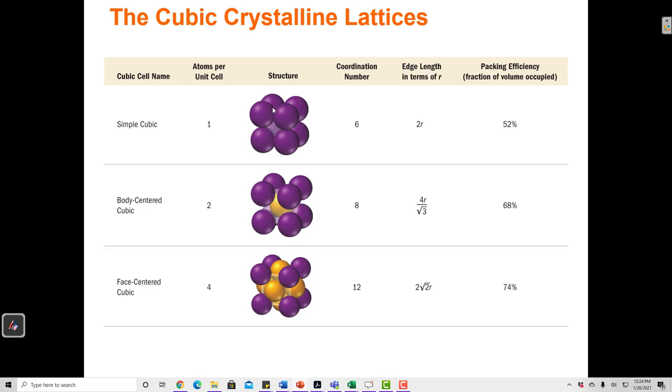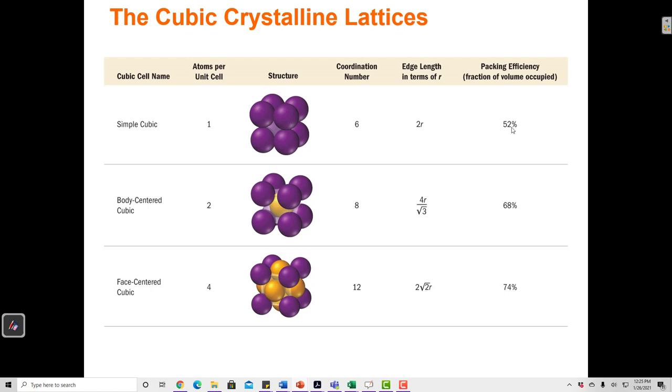It's kind of hard to see from this representation, but we'll look at that in more detail in a minute. The edge length in terms of R is 2R, where R is the radius of the atom itself. If we know what atom we're talking about, nickel, for example, then the radius of a nickel atom is well defined. So this is 1 radius from the center to the edge, and then from the edge to the center. So the length of this unit cell, from the center of one atom to the center of another atom, is just 2 times the radius.